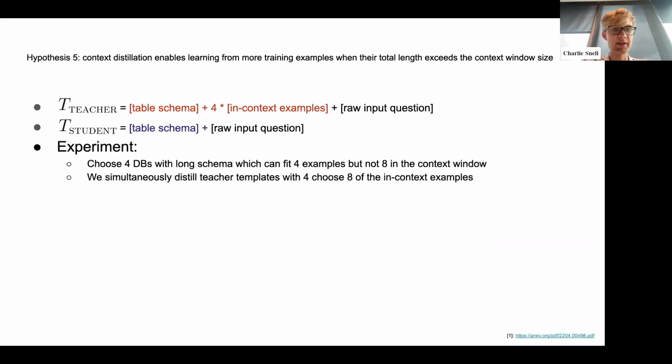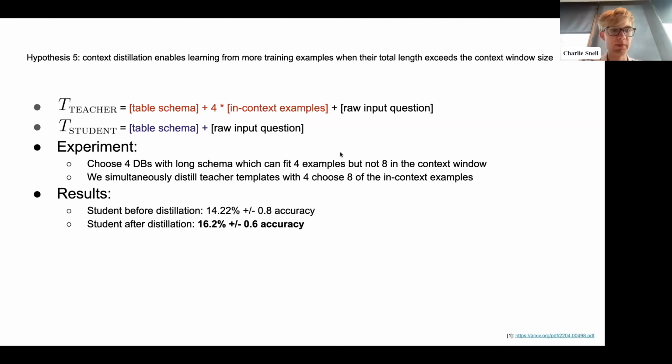So to test this, we have sort of the same setup where you have 4 in-context examples in the student schema. But we chose 4 databases which have really long database schema, and we can fit 4 training examples in the prompt, but not 8. So to distill all 8 examples, we distill multiple prompts which have different subsets of 4 out of the 8 examples into the student.